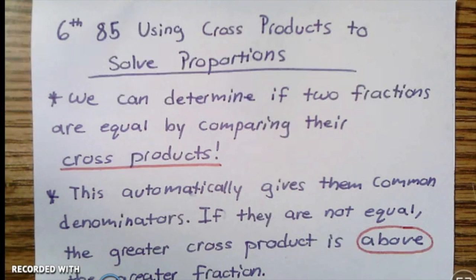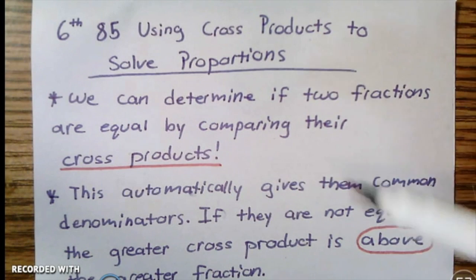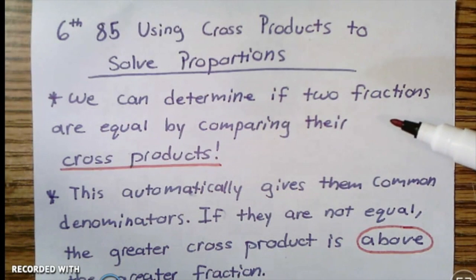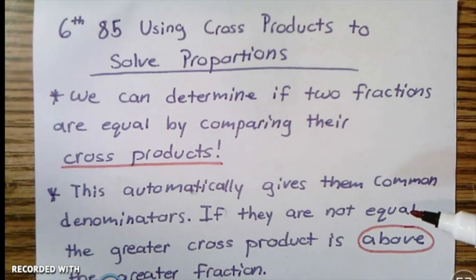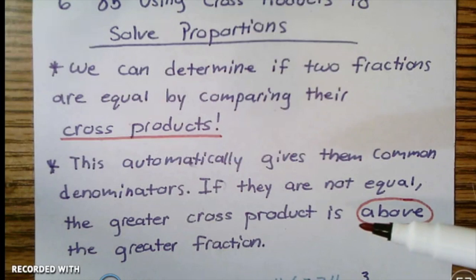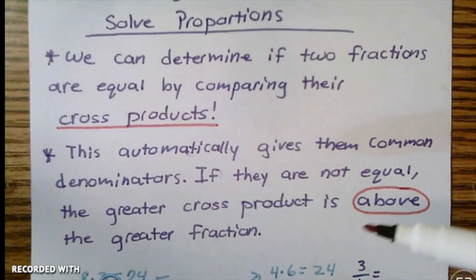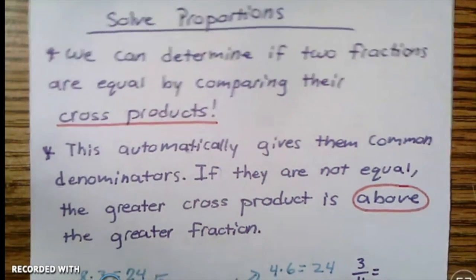And welcome to lesson 85 on using cross products to solve proportions. This is a really fun and exciting lesson, so buckle up. We can determine if two fractions are equal by comparing their cross products. This automatically gives them common denominators. That's why it works. If they're not equal, the greater cross product is above the greater fraction.